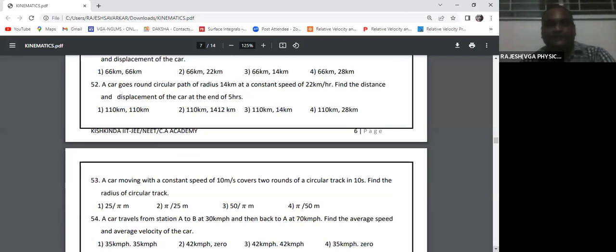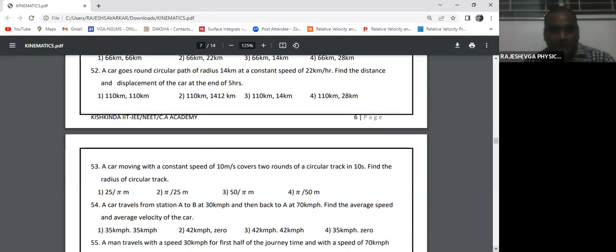For displacement, you write 2 pi r. Previously you got, for r is equal to 7, 44. So 14 kilometers means 88. 110 by 88 means it is 5 by 4, 1/4 of a round. 1/4 of a round means displacement is a quarter circle, r root 2, that is 14 root 2. Here it is a printing mistake, 110. This is not 14, 12, it is 14 root 2. Okay. Second option, 110 and 14 root 2, that is.